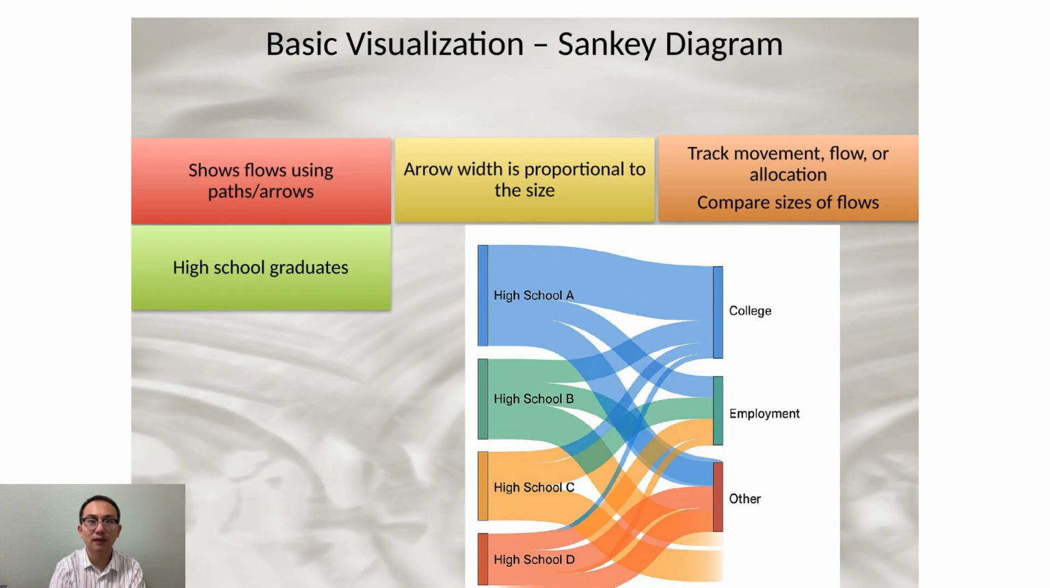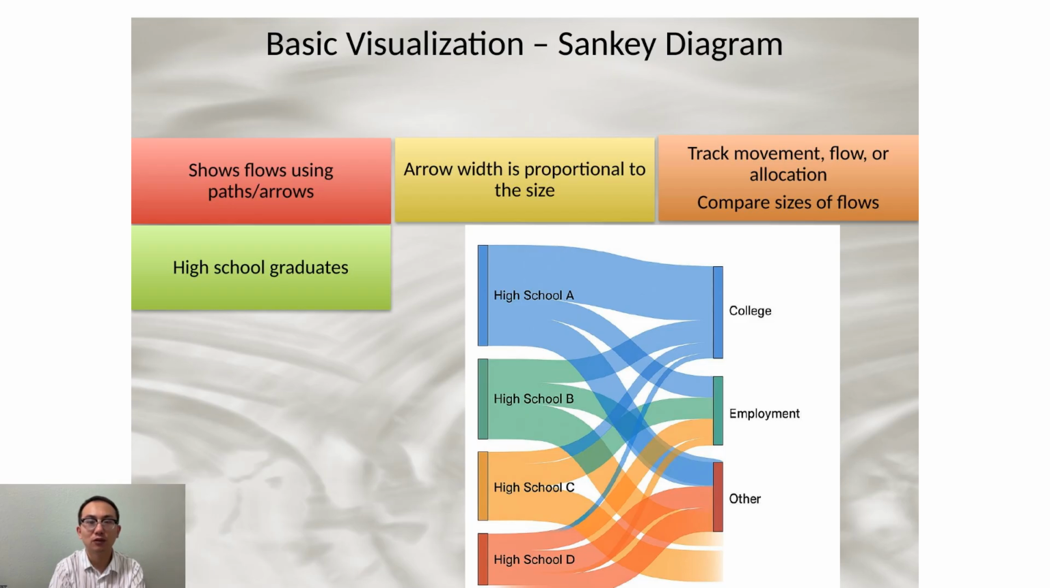A Sankey diagram is a really useful visual tool when you want to show how things flow or move from one place to another. It uses arrows or paths to show the flow between different categories or steps in a process. The wider the arrow, the bigger the flow. So the width actually tells you how much of something is moving from one point to another.